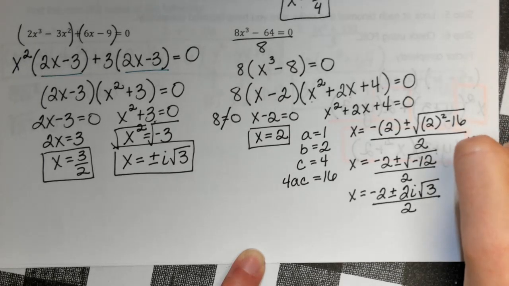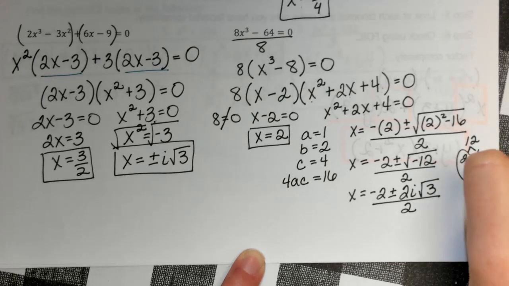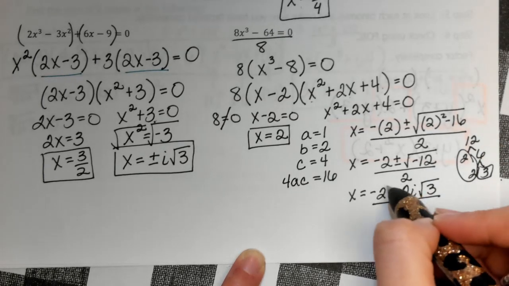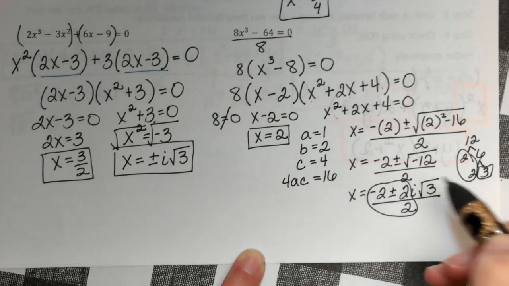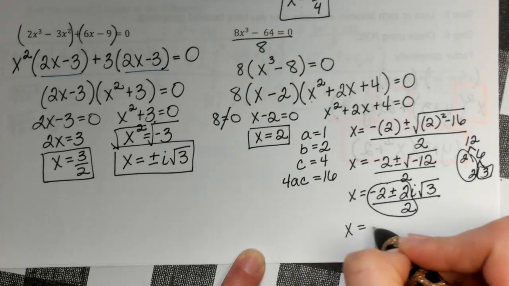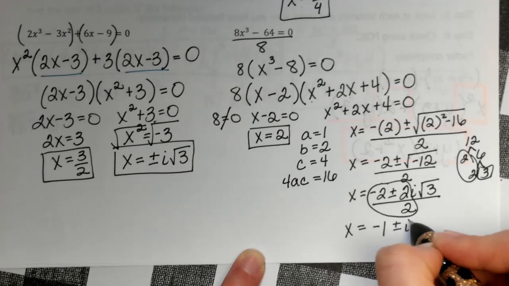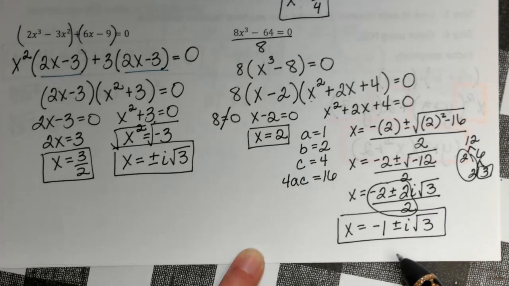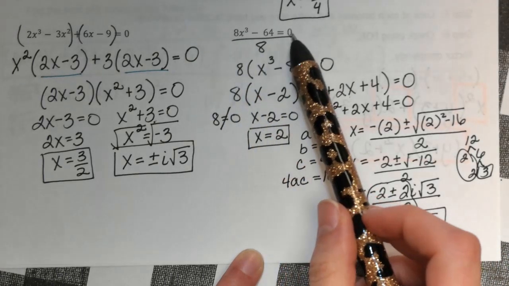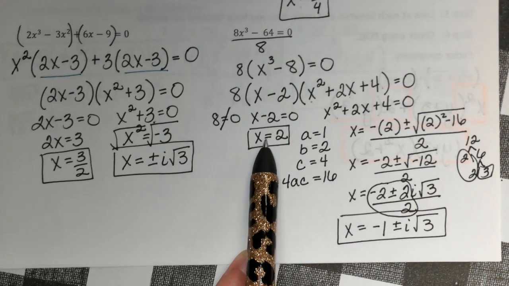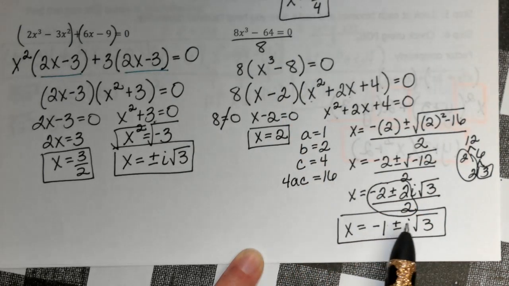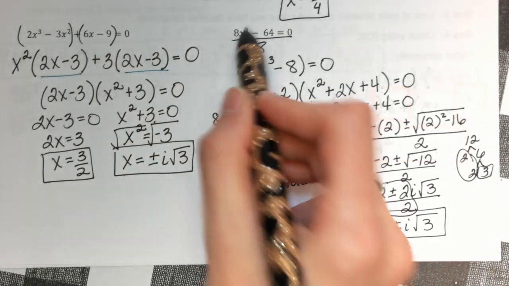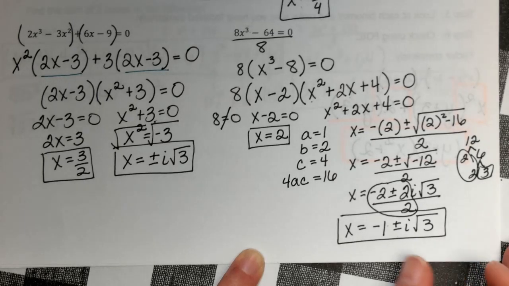If you didn't know that off the top of your head, you would be splitting 12 into 2 and 6, 2 and 3. There's my 2 and 3 left over. All right, so x is equal to negative 1 plus or minus i square root of 3. So if I were to graph 8x cubed minus 64, I would only see it cross at 2. Because these are imaginary, so I won't see them. Okay? But that still gives me my total of 3 x-intercepts that I need.